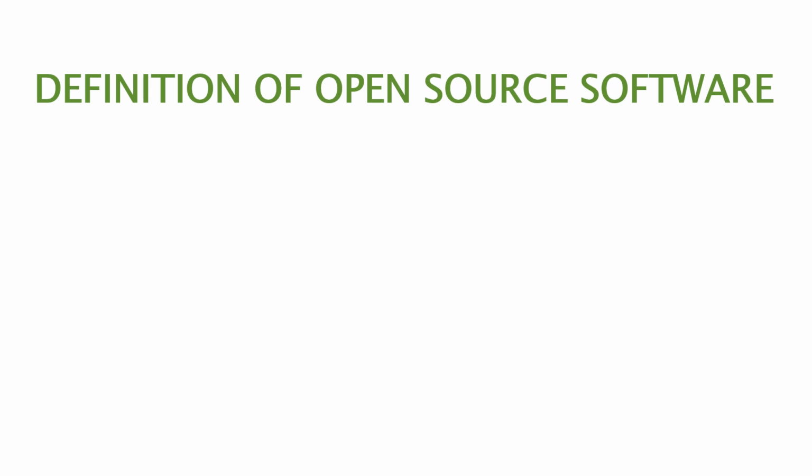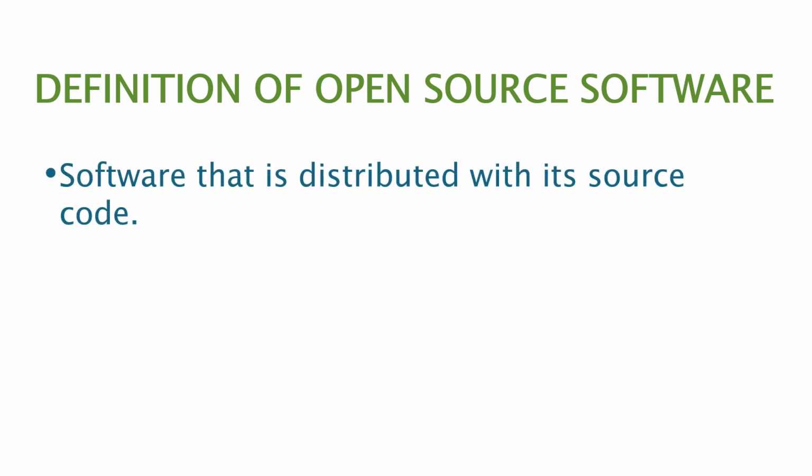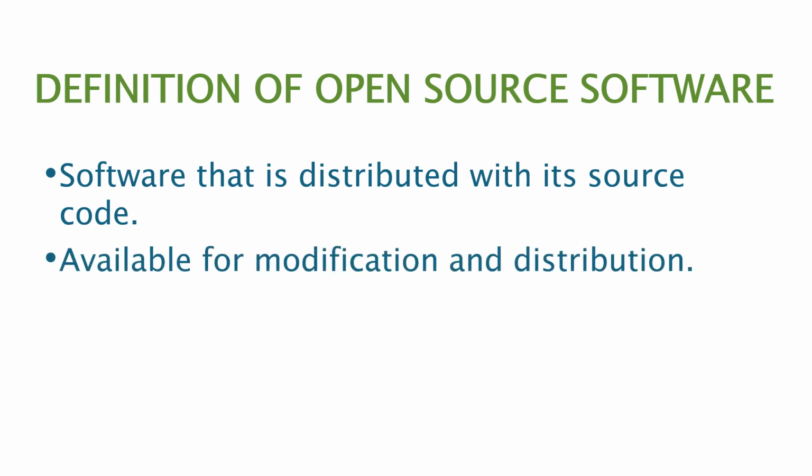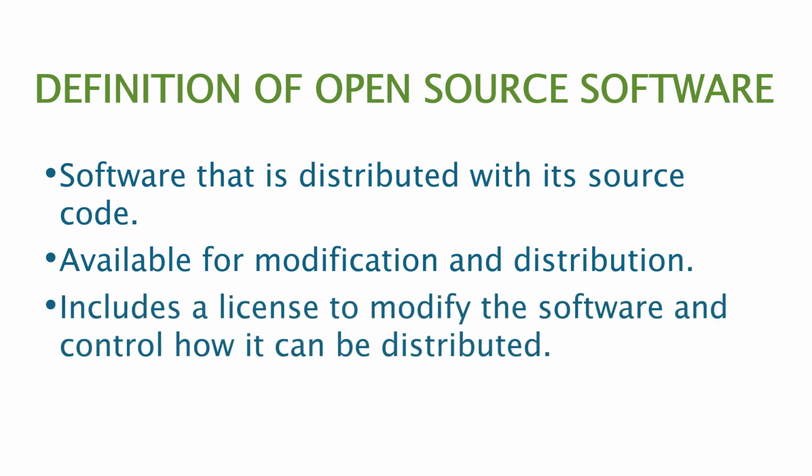Definition of open source software. Open source software is software that is distributed with its source code, making it available for use, modification, and distribution with its original rights. It typically includes a license that allows programmers to modify the software to best fit their needs and control how the software can be distributed.